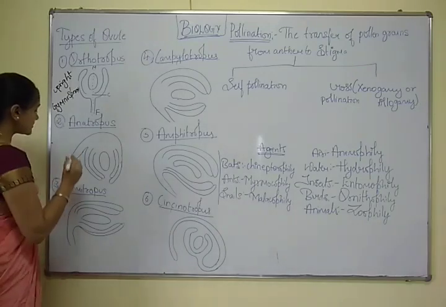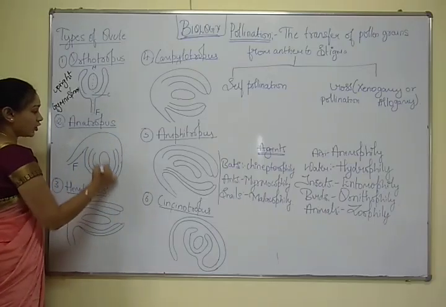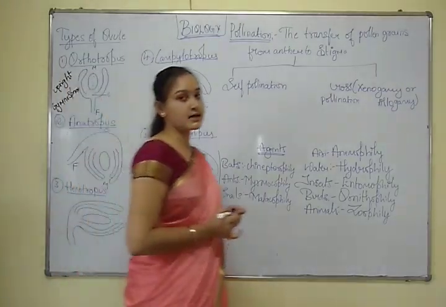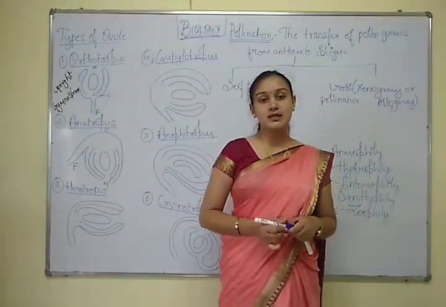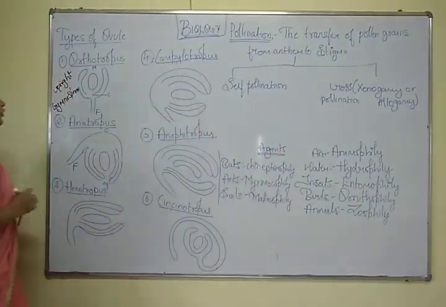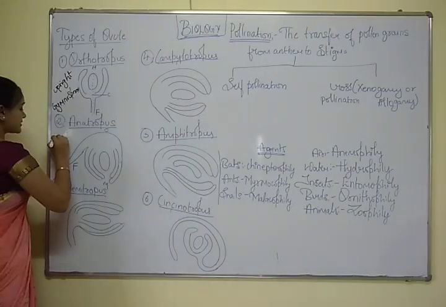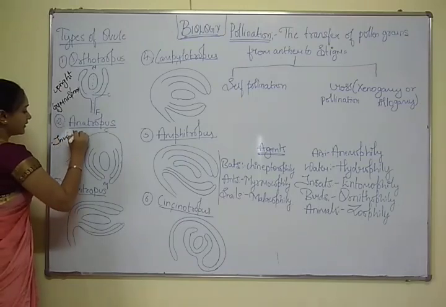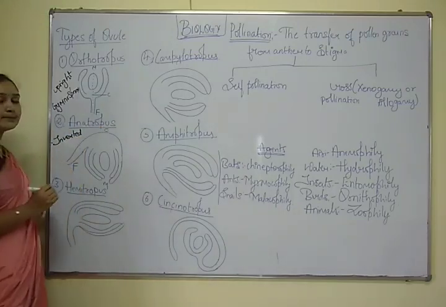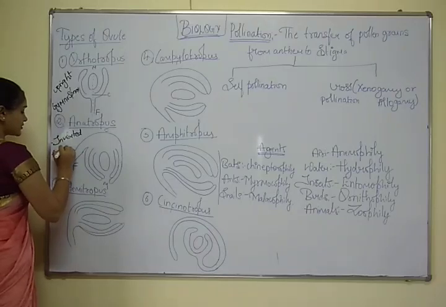So this is the funicle end. The opening is the micropyle, and the opposite of the micropyle is the chalazal end. We have already discussed the anatropous ovule during the structure of the megasporangium. The anatropous ovule is also called an inverted ovule. It is observed in almost 60% of angiosperms.